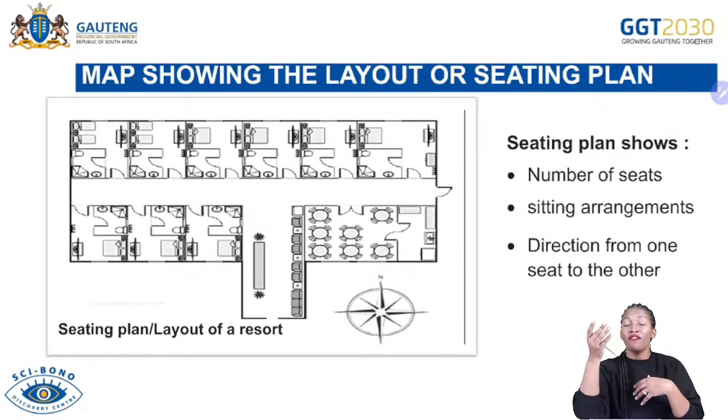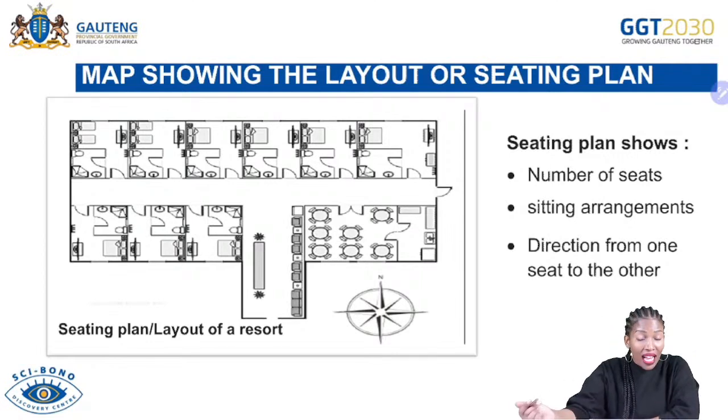Also, the people that have visited stadiums to watch soccer or to go for a concert will note that even at the stadium, the seats have numbers. So you don't just sit wherever, you are allocated a special seat number. Those are just examples of seating plans. Here we've got a seating plan of a lodge or a guest house or a hotel.